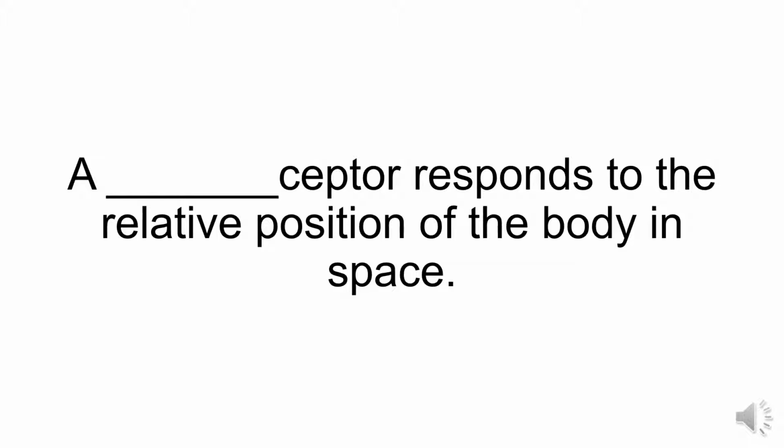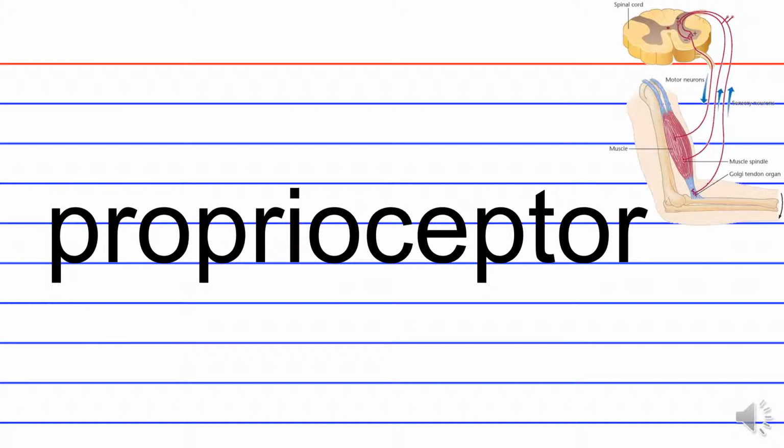A blank receptor responds to the relative position of the body in space. So what type of receptor detects the relative position of the body in space? All right, you probably guessed it, that's a proprioceptor.